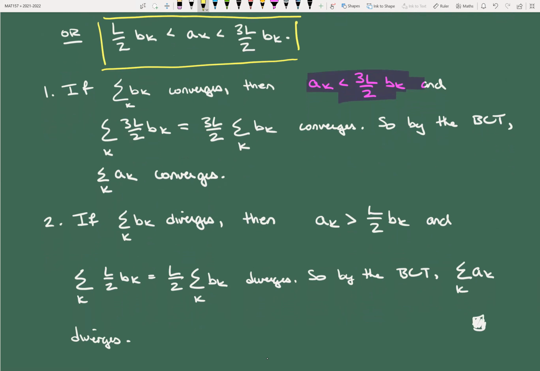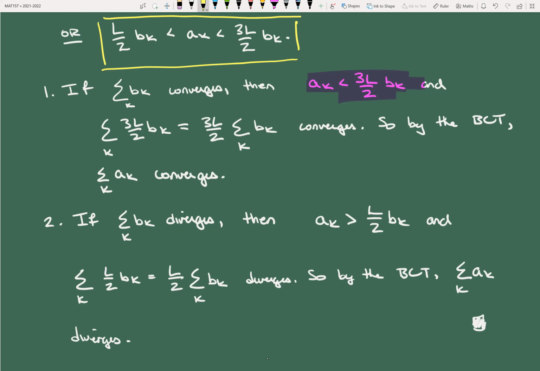So it all comes down to this inequality, which basically says we can bound a_k by b_k in both directions. We might need to use some multiple like L over 2 or 3L over 2, but we can bound it above by some multiple of b_k and below by some multiple of b_k. So there's this little channel, this little pocket of b_k's, and a_k is forced to live in between it. If b_k diverges, it forces a_k to diverge. If b_k converges, it forces a_k to converge. They're like escorts, and a_k has to live in between. Whatever b_k does, a_k is going to do as well. That's not a crazy thing.